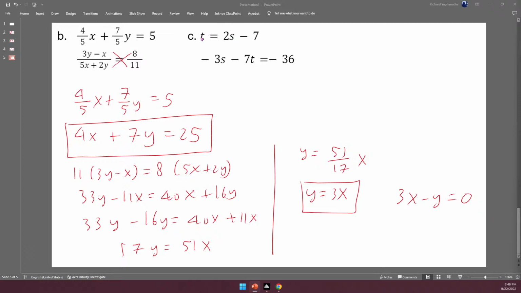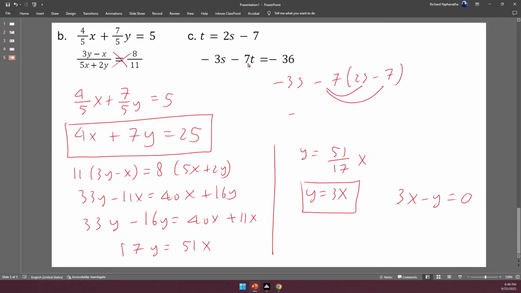Substitution is recommended because you already have the t here. The t is 2s minus 7, so it means the t here can be changed into this one directly. So nice and so kind, but be careful because of the minus. I will help a little here. So for example, 3s minus 7 open bracket, 2s minus 7. When multiplying inside, don't forget that it is having the minus. So minus 3s minus 14s plus 49 equal to minus 36, something like that.